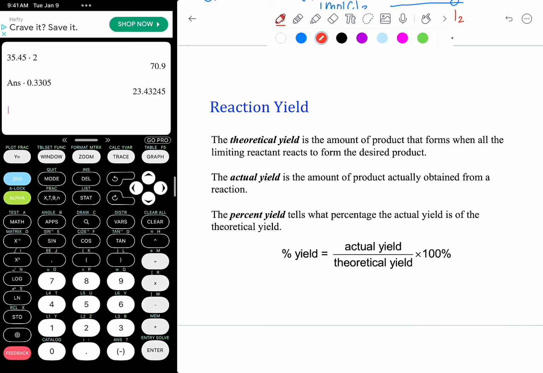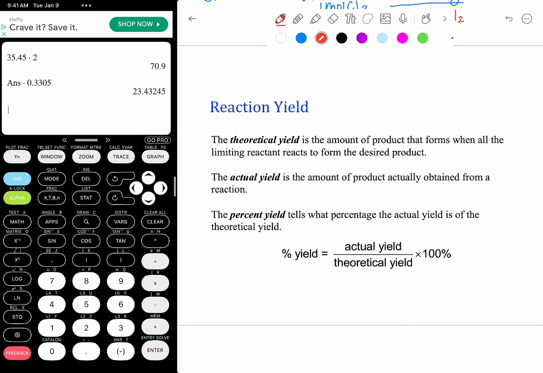So now that we know how to find our maximum amount of product that we can create given a certain amount of reactants, we can now utilize that to determine a reaction yield. So we have 3 different yields to talk about. The theoretical yield of a chemical reaction is the amount of product that forms when all of the limiting reactant reacts to form the desired product.